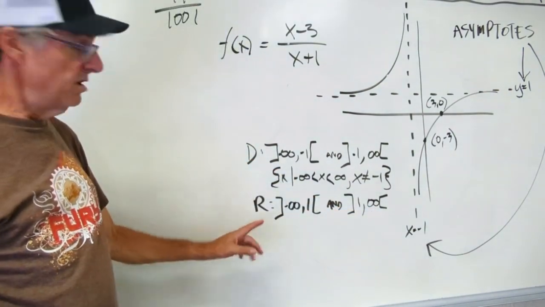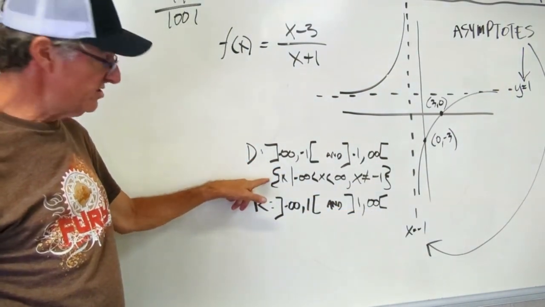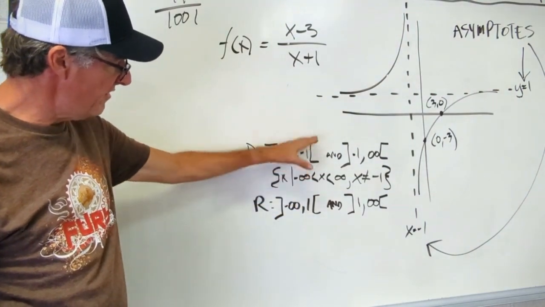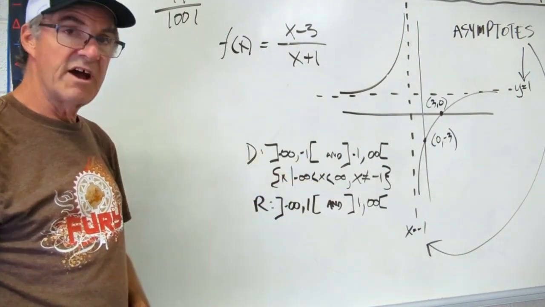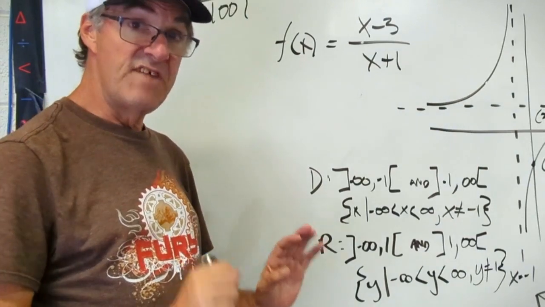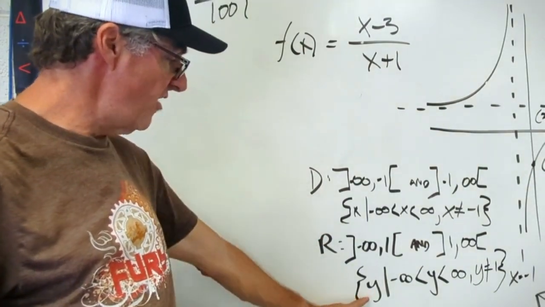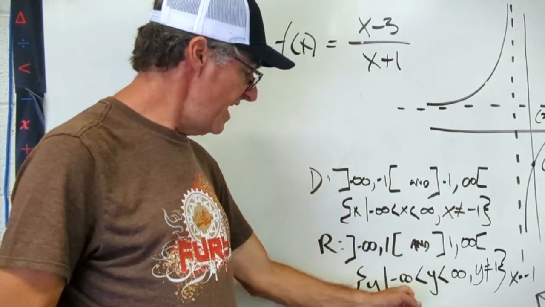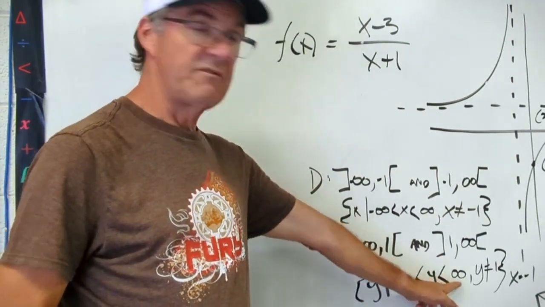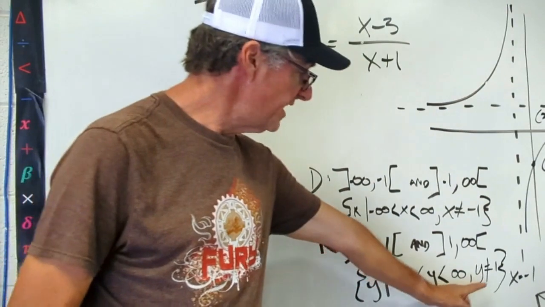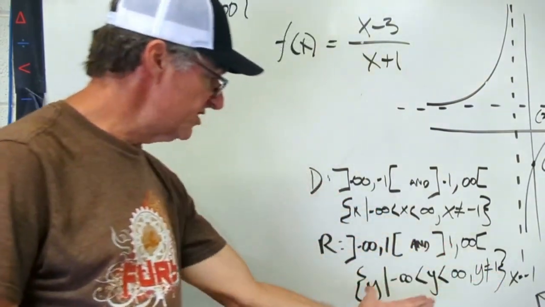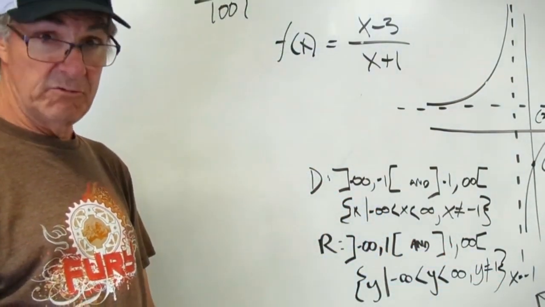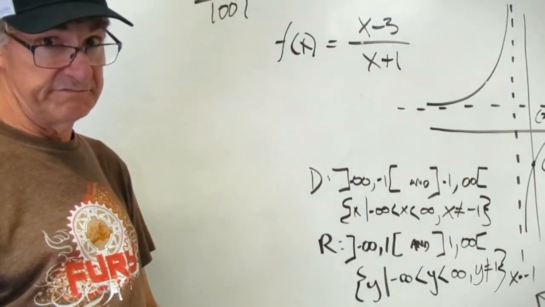So see if you can write it in set builder notation. Take this, look at how this translated, and see if you can write it that way. So very similar. This is the set of all y, such that basically y is between negative infinity and positive infinity, but y cannot be 1. So there's our set builder notation for the range of that function.